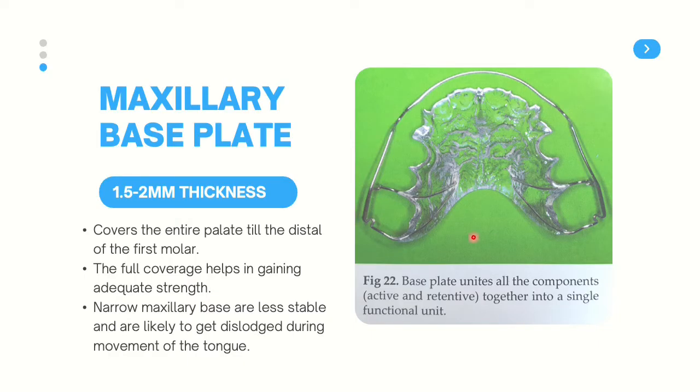The base plate can be in the maxilla or in the mandible. The maxillary base plate is usually 1.5 to 2 mm thick. It covers the entire palate up to the distal of the first molar. The full coverage helps in gaining adequate strength. Narrow maxillary bases are less stable and more likely to get dislodged during movement of the tongue. In this picture, we can see that the base plate incorporates all the retentive and active components into one single functional unit.